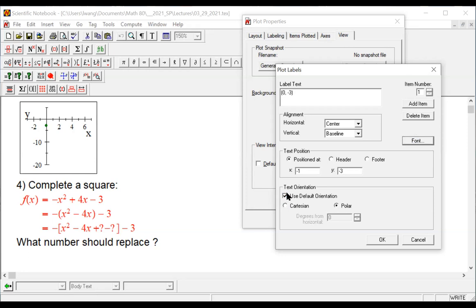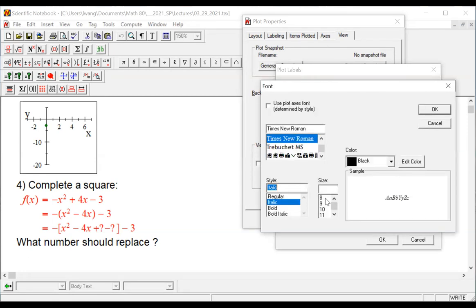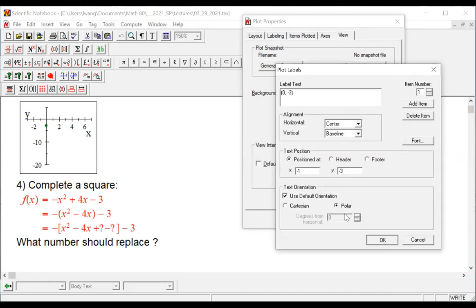What number should replace the question mark? You can contribute on your chat, or you can just speak up.